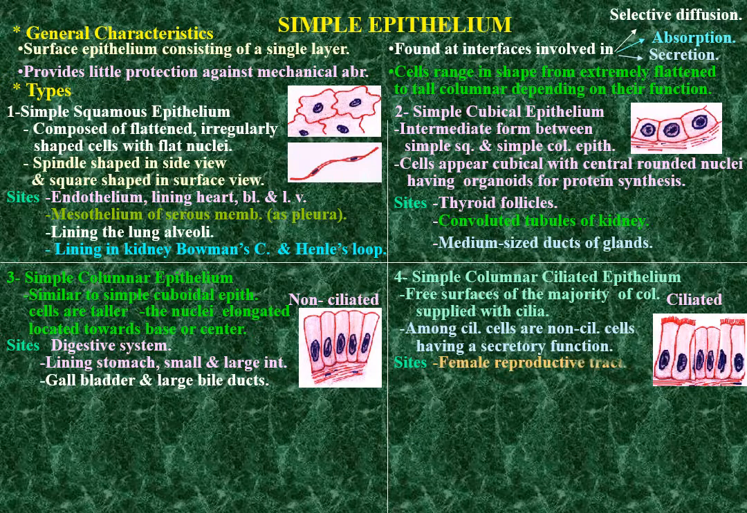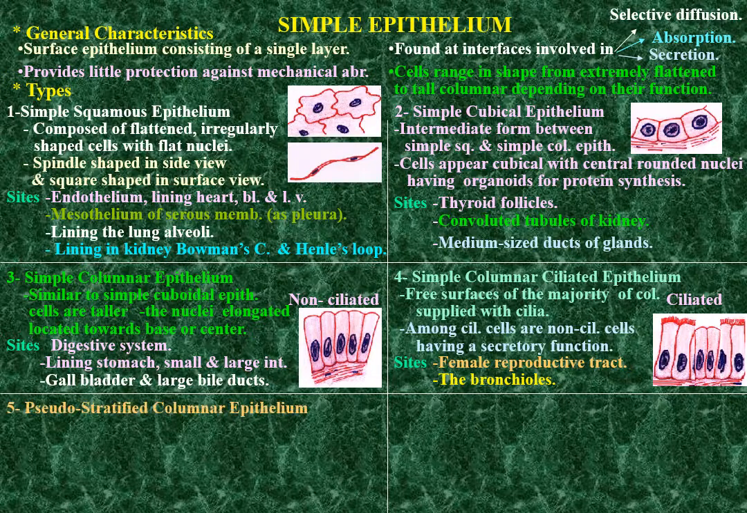Sites. Simple columnar ciliated epithelium is found mainly in the female reproductive tract, lining the uterus and the fallopian tubes. It is also found lining the bronchioles.